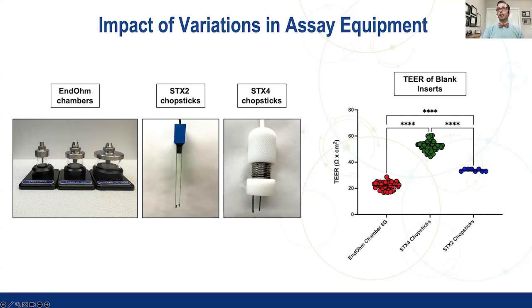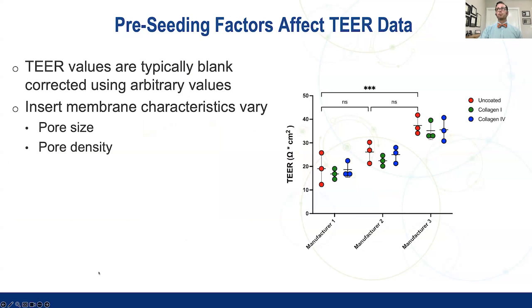So this is just measuring blank resistance of inserts. The endome chamber, these chambers here that fit the insert, gives you a much lower and significantly different value from these STX4 chopsticks, and then again, different from STX2 chopsticks. Not saying one of these is right or wrong, but it's important to understand that they're different and to report what you're using and how that may impact your outcomes.